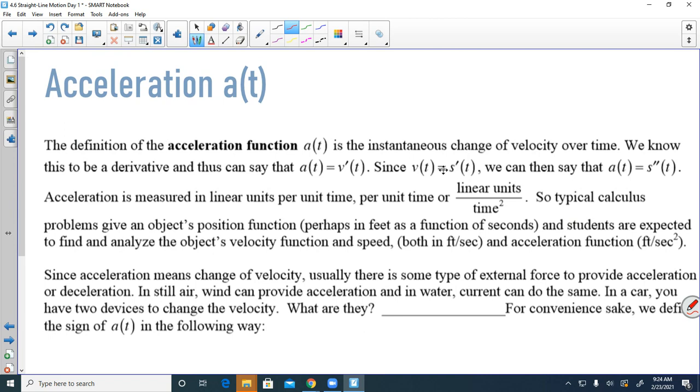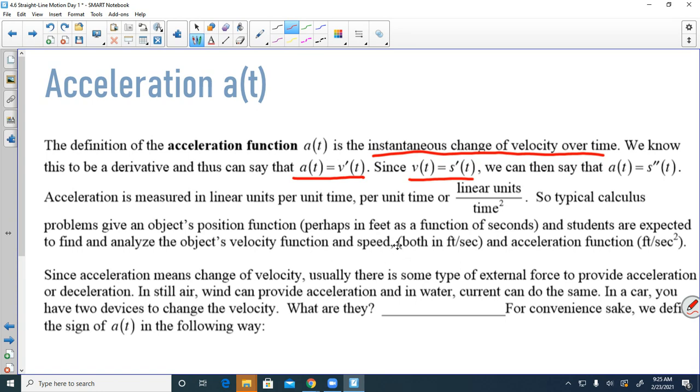The next thing we have is acceleration. It's another instantaneous rate of change. That means we're going to have another derivative over time. So this is the derivative of velocity. So acceleration is the derivative of velocity. Acceleration is how fast an object is speeding up or slowing down. And we measure that in linear units per time squared. So you might see feet per second squared. Acceleration means change of velocity.